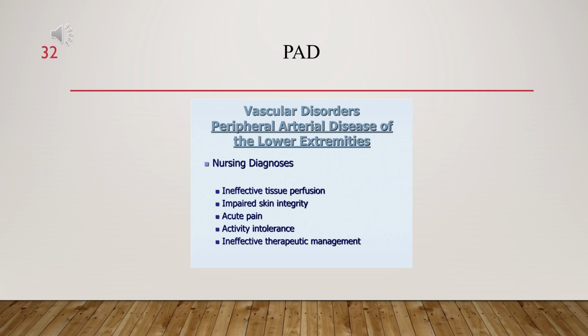We talked about the acute pain because, again, the muscles are being starved of oxygen. The patients probably don't want to walk around. They're going to have activity intolerance because of that pain. And they're probably seeing you because they have ineffective therapeutic management of what's going on in their body. And so that's a great nursing diagnosis as well. So when you're thinking about nursing diagnoses, think about what is happening inside the body, and then you can easily come up with your nursing diagnoses and the rest of your care plan.